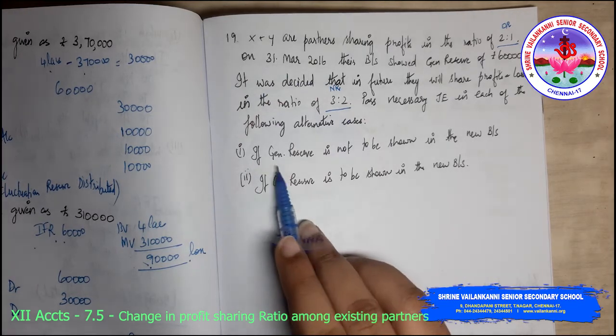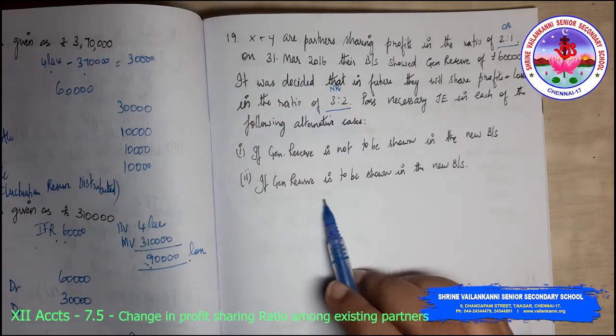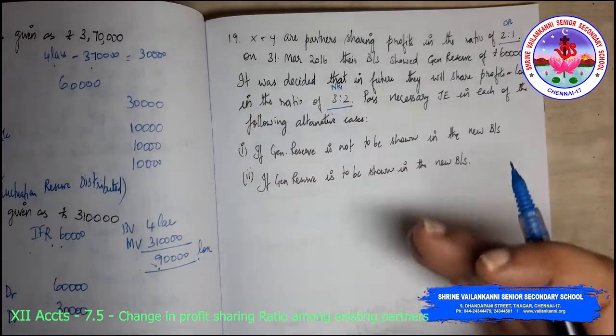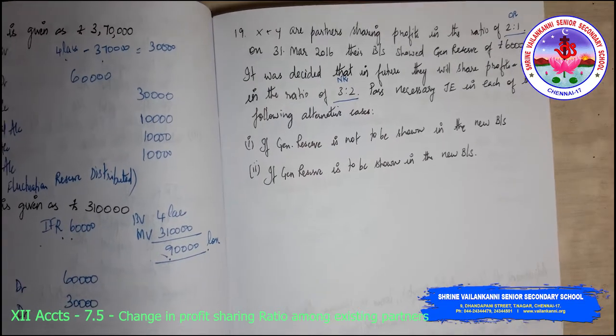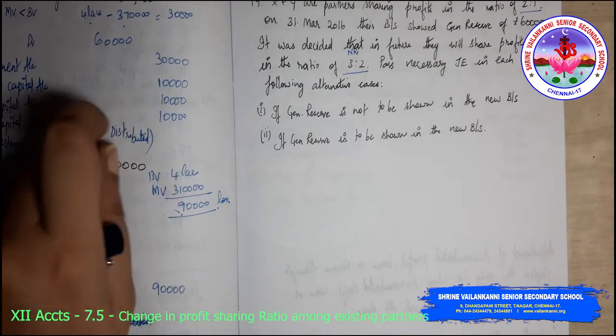Case 1, if general reserve is not to be shown in the new balance sheet. Case 2, if general reserve is to be shown in the new balance sheet. Now you have two different cases. First, let us calculate the sacrificing ratio and gaining ratio.